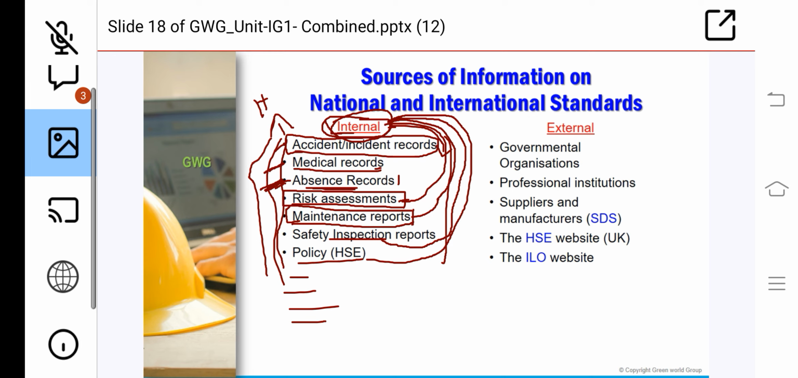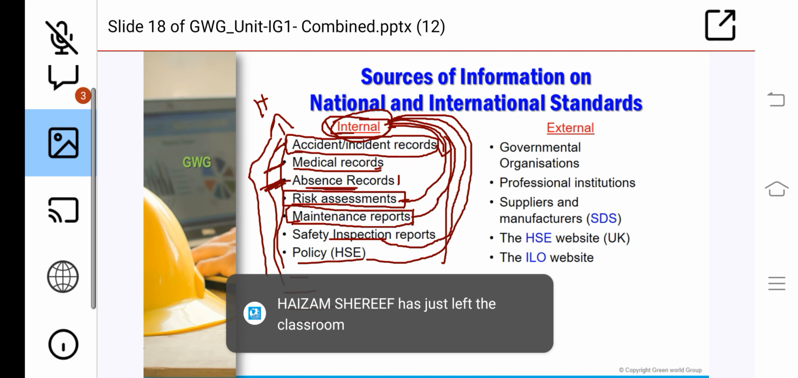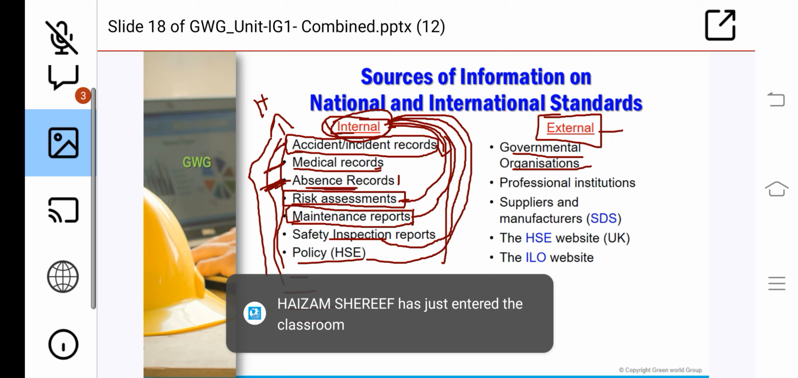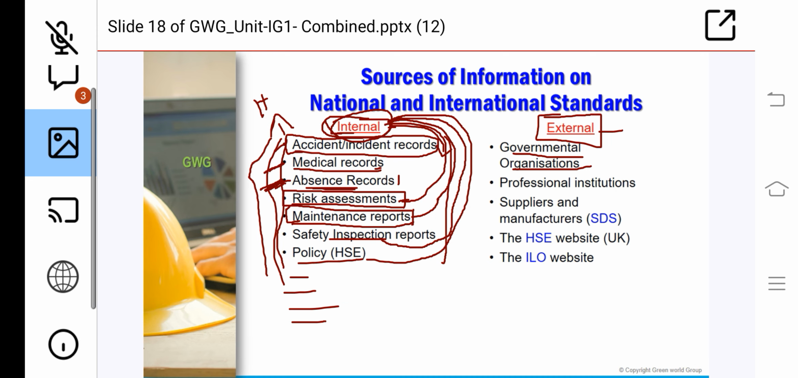Now, some of the sources of information related to health and safety will be available externally, such as governmental organizations like enforcement bodies. Who will tell you? Governmental organizations such as an enforcement agency, they are publishing approved codes of practice and health and safety guidelines, right?